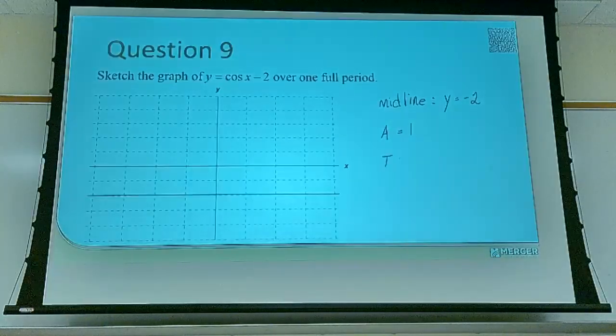What's the period? 2 pi. And again, we're going to have to choose an interval. We're going to do negative pi over 2 to 3 pi over 2 again, to get the full wave effect. So I'll start here, negative pi over 2, and we'll go out to positive 3 pi over 2. At every odd multiple of pi over 2, cosine is 0. Negative pi over 2, positive pi over 2, and positive 3 pi over 2 will be on the midline.